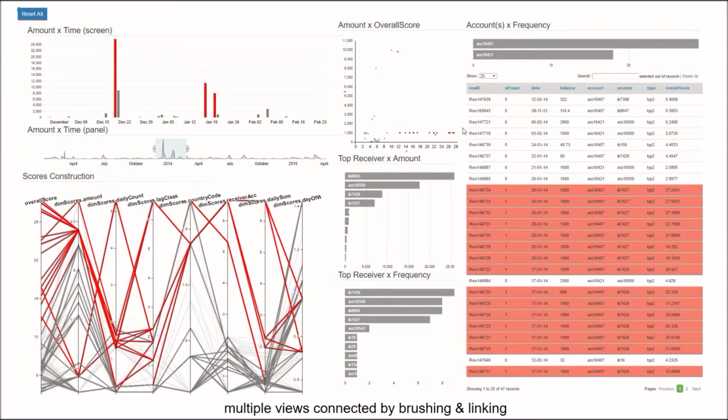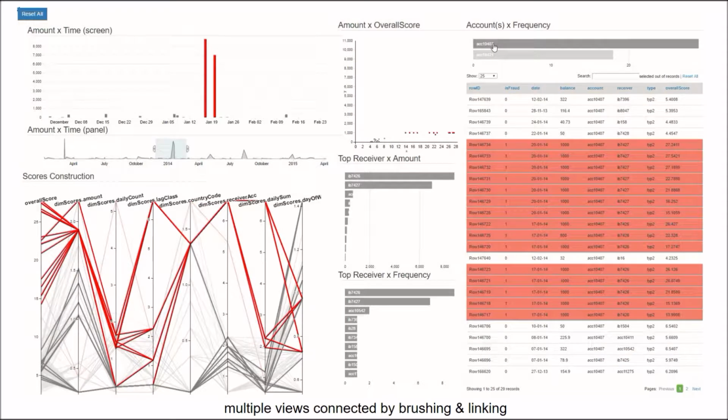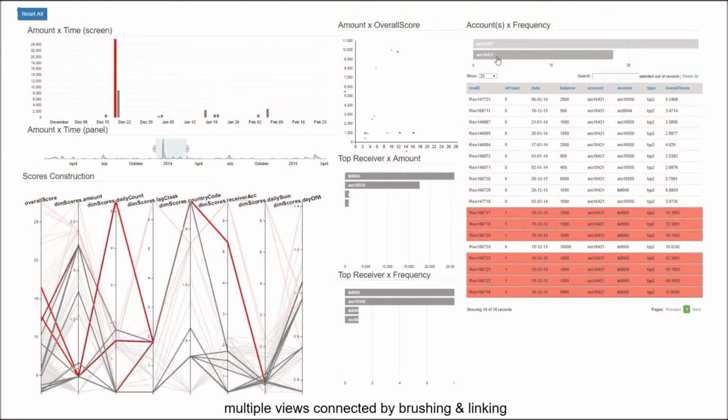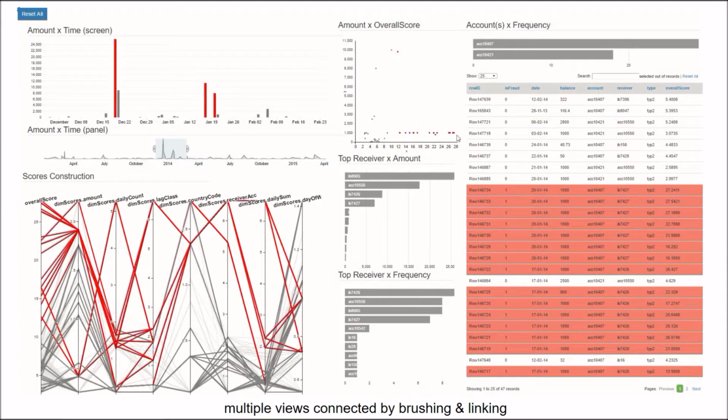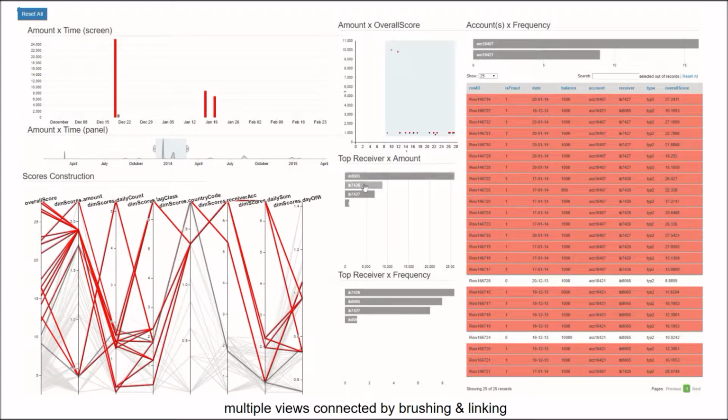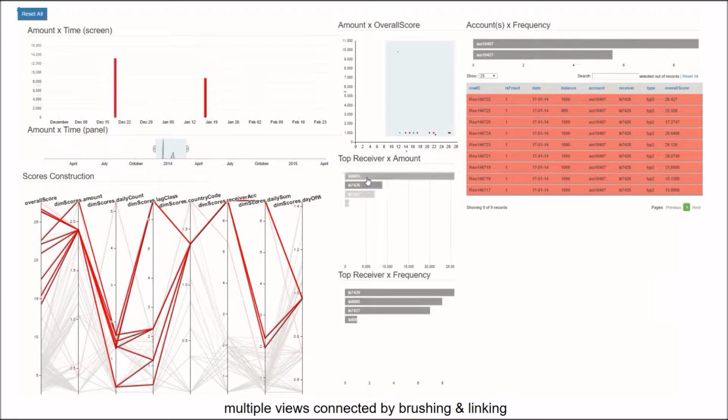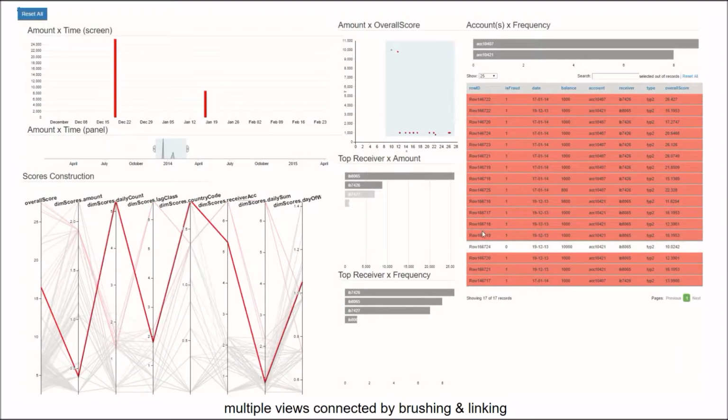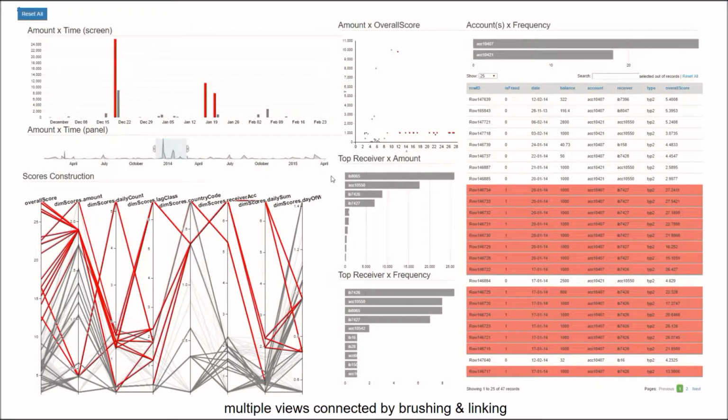Our interface is composed of multiple views that are connected via brushing and linking. At the top right, the user can select one or more bank accounts for detailed investigation. Only transactions from the selected accounts are displayed in all the other views.